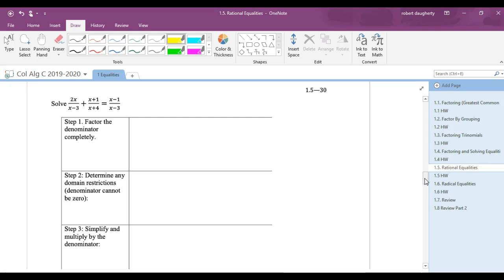You want to make sure the denominator is factored completely. If I look at the denominator, everything's factored. I can't factor anything else. Okay. So that part, check on that part.